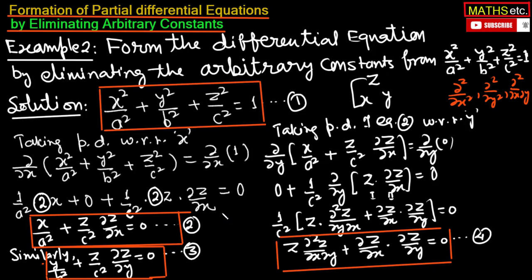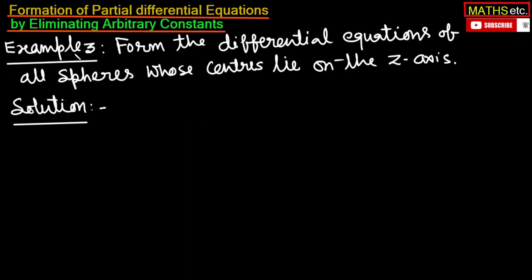Okay, so whenever we have to take the second order derivative to eliminate the constants, always first opt for the mixed derivatives. So example number 3: form the differential equations of the spheres whose centers lie on the z-axis. Right. So this example is different from examples 1 and 2 because here the relation between x, y, z variables is not given. Okay, so let us first form that relation between these variables.